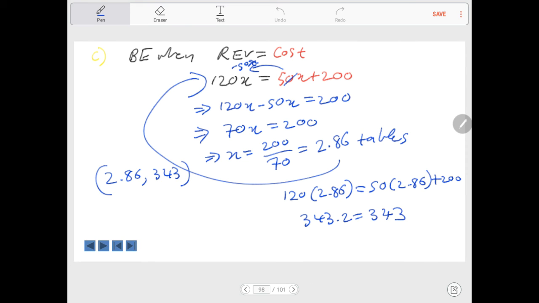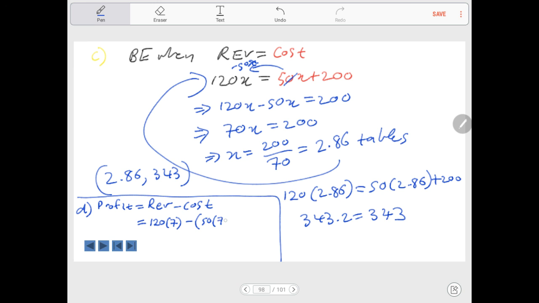Okay, so we'll just do a little calculation down here for part D. Now, profit is the amount of money you make, and that's equal to revenue minus cost. So what we want to do is calculate the revenue for 7 tables and the cost for 7 tables, and then subtract them from one another and you get the profit. So the revenue, 120 by 7 tables, minus the cost, which is 50 by 7 tables, plus 200.